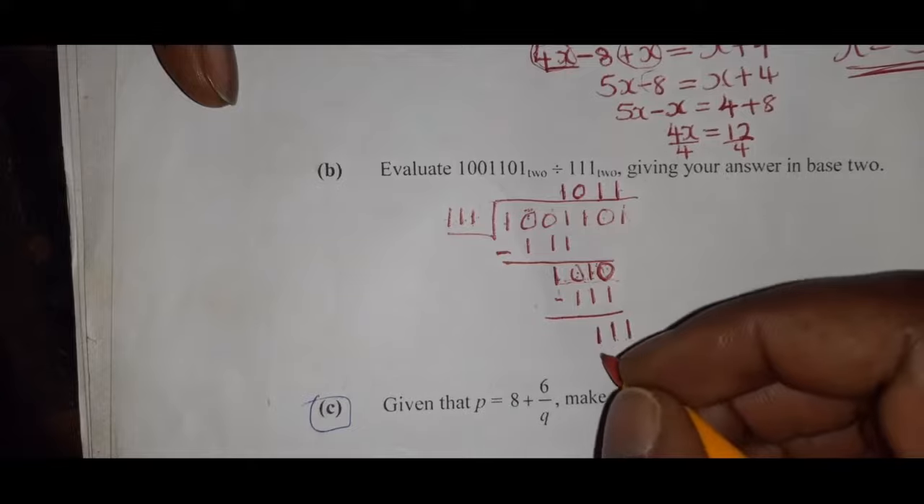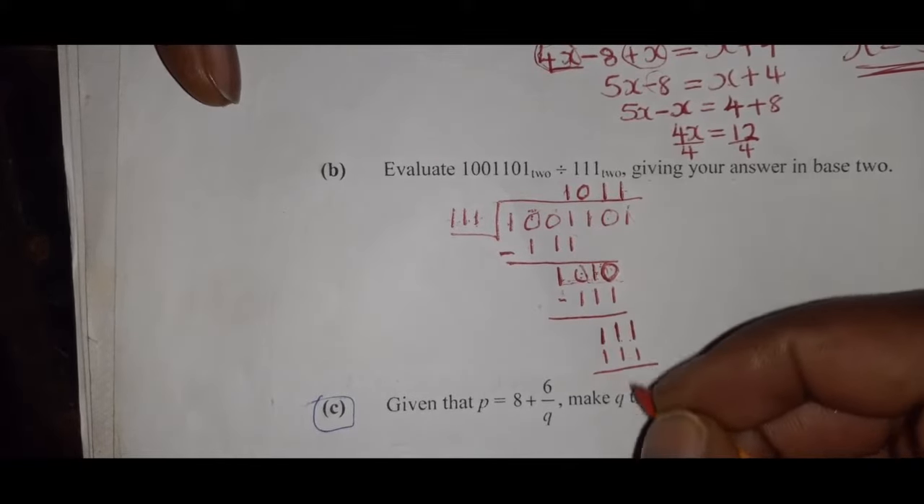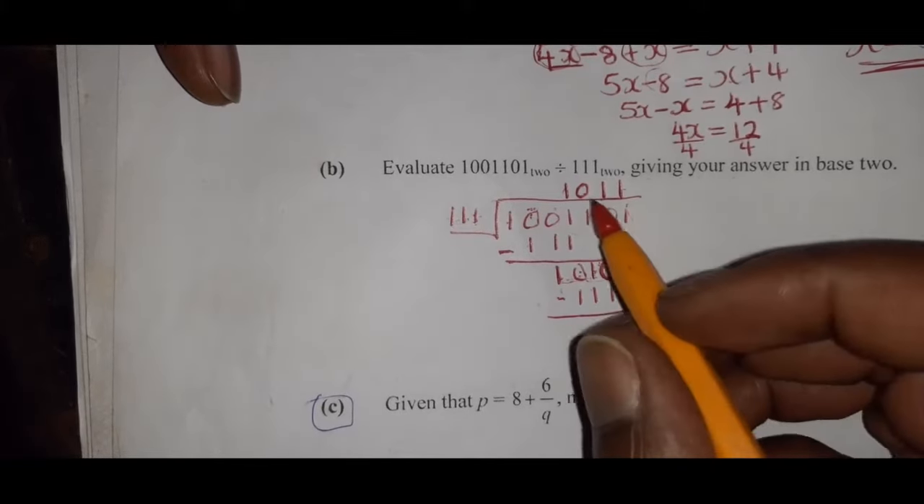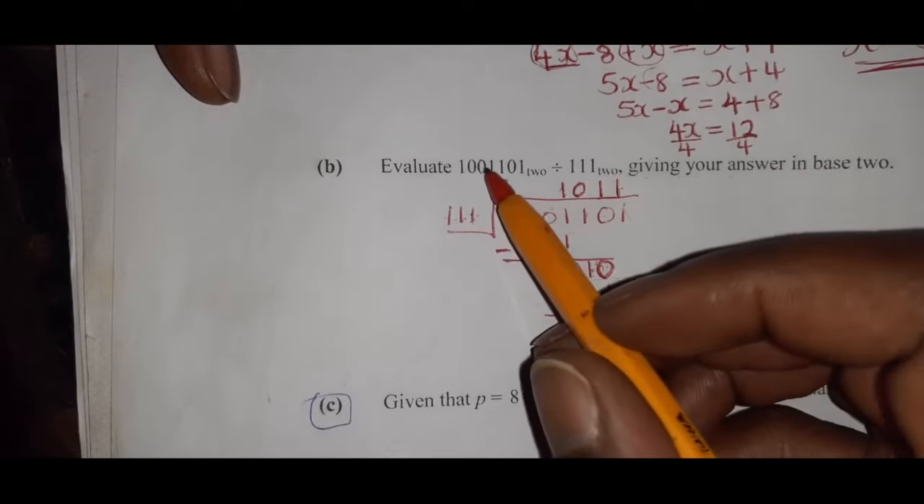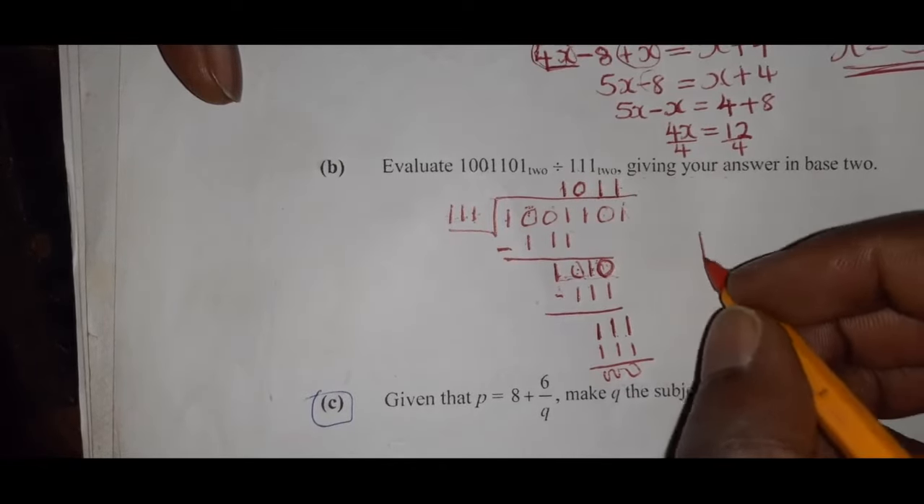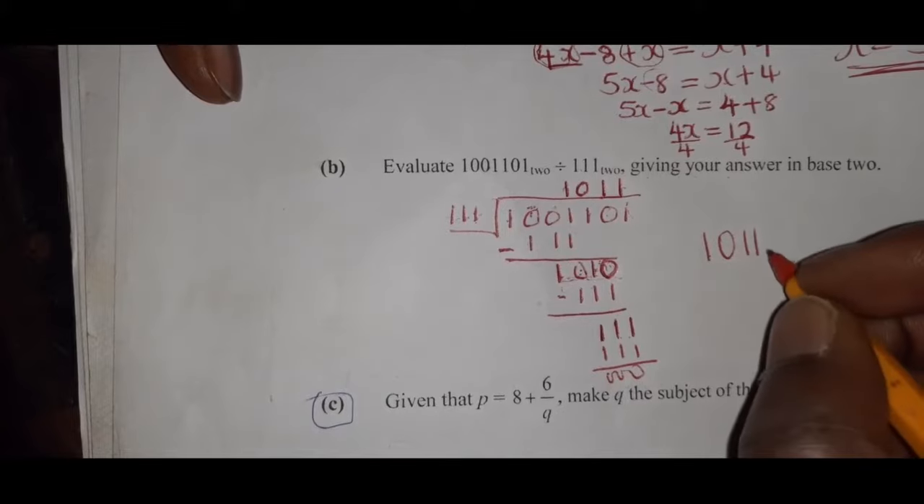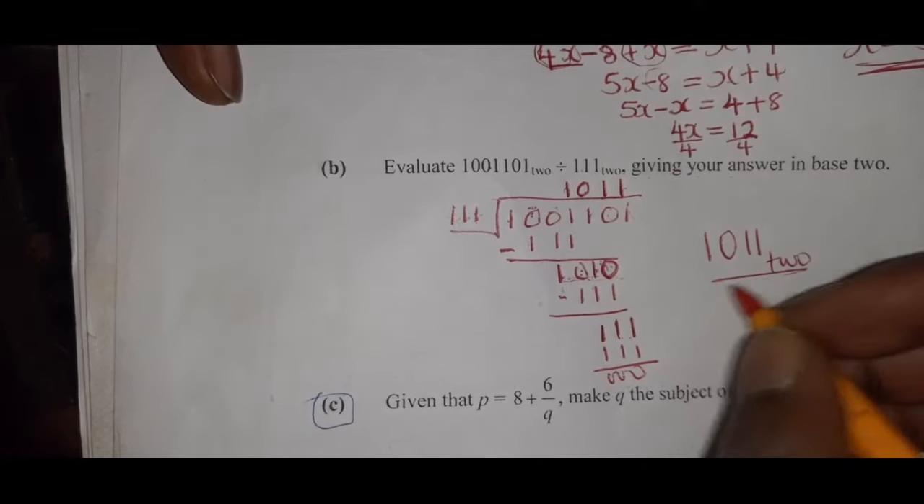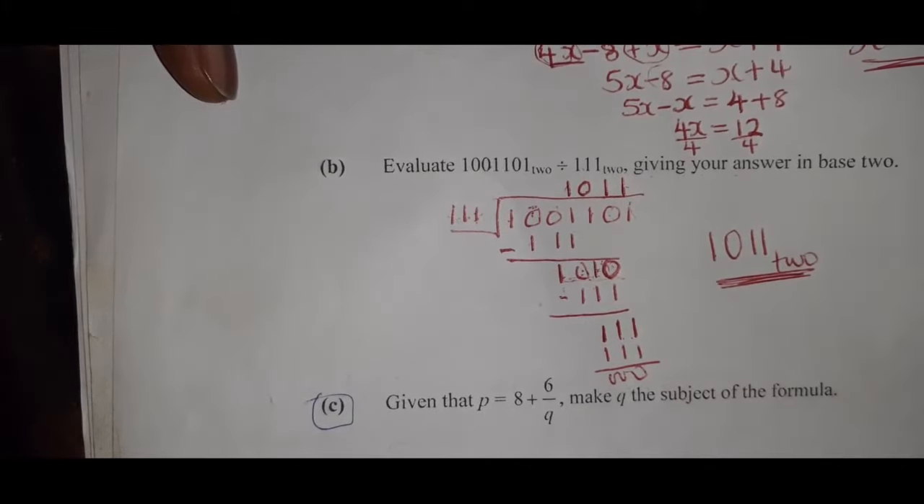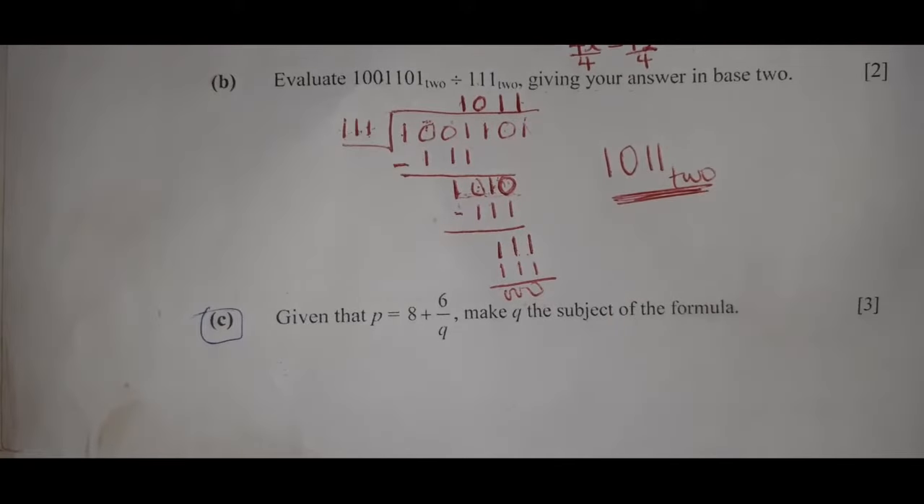When you multiply this 1 by 1, 1, you get this. What do you get? 0, 0, 0. So what is our answer when we divide this one by this one? We get 1, 0, 1, 1 base 2. This is our answer. Are we together?